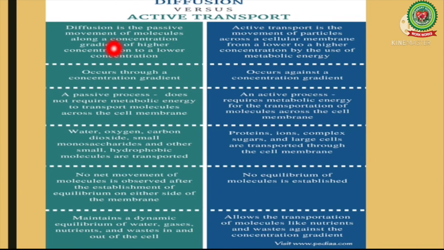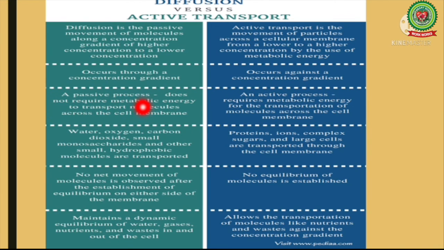Diffusion is the passive movement of molecules along a concentration gradient of higher concentration to a lower concentration. Active transport is the movement of particles across a cellular membrane from a lower to a higher concentration by the use of metabolic energy. Diffusion occurs through a concentration gradient and active transport occurs against a concentration gradient.